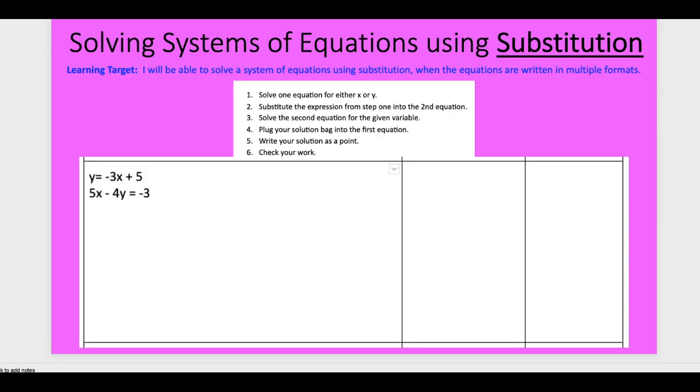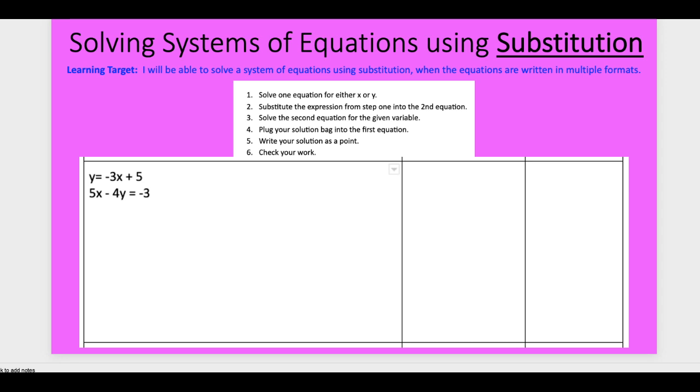Looking at this first system, y equals negative 3x plus 5 and 5x minus 4y equals negative 3. Remember, when we're trying to solve a system of equations, we're trying to find the point where the lines intersect in the graph, or the point that makes both equations true. Our step one is to solve one of our equations for either x or y. But in this system, I already have one equation written in the form y equals, so I don't have to do step one. It's already been done for me.